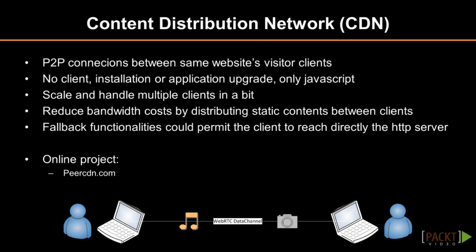Imagine that a client is connected to a well-known website, and then another client comes to that website. With an intelligent server, the second client could request the resource not only to the server, but also to the previously connected client. This would reduce the load and bandwidth consumption of the server, reducing its management cost.